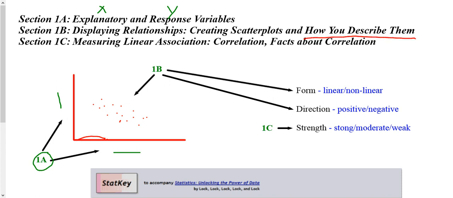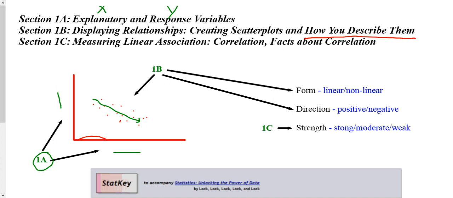And 1b looks at two of the three ways we can describe that relationship. The first is, does it look like a linear or nonlinear path? So when you look at this data, it seems to be going down and to the right. Okay, so how do you describe that? Well, does it look like it's a straight path, or does it look like it's curved? So you're going to use words like linear or nonlinear.